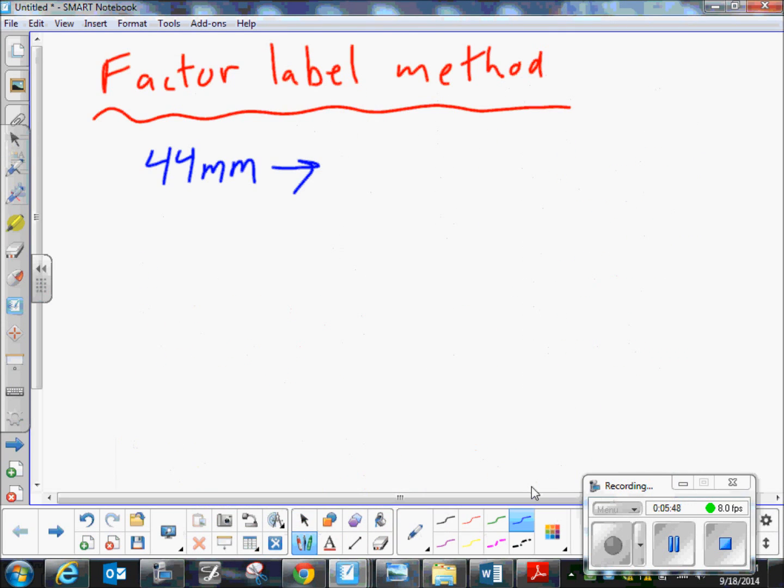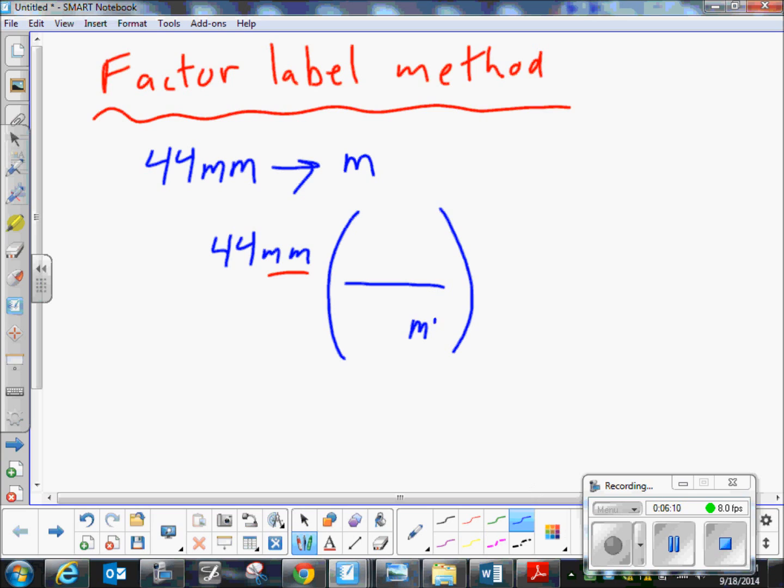Let's say that we're going from 44 millimeters and we want to find out how many meters are in that. The very first step on all of these problems is write down what you know, and then you look to see what label you need to cancel out. And the label we're looking to cancel out here is mm. Okay, so I'm going to put that on bottom because I know if I divide mm by mm, it's going to cancel out.